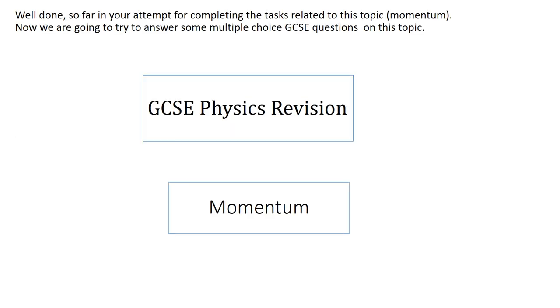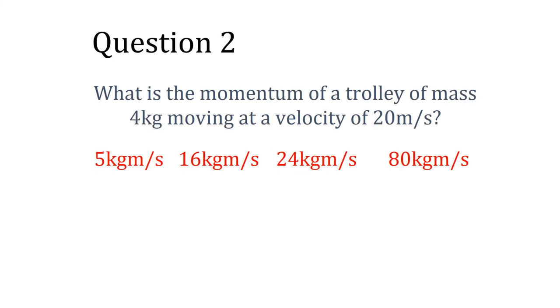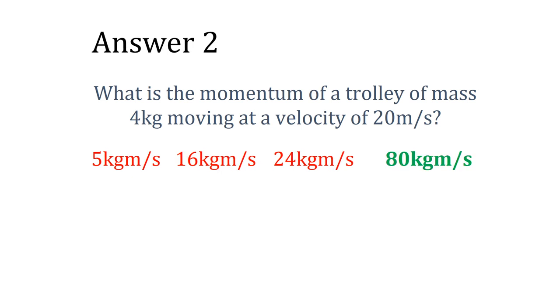So let's have a go at doing some questions. Question 1. Which of the following is the correct unit for momentum? Yay. Kilograms meters per second. Question two. What is the momentum of a trolley of a mass of 4 kilograms moving at a velocity of 20 meters per second? 80 kilograms meters per second, well done.